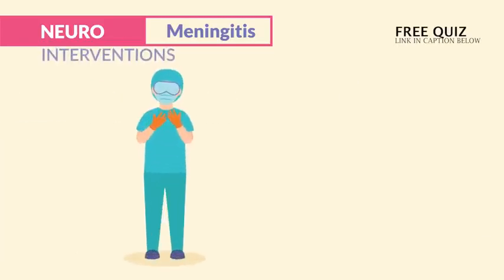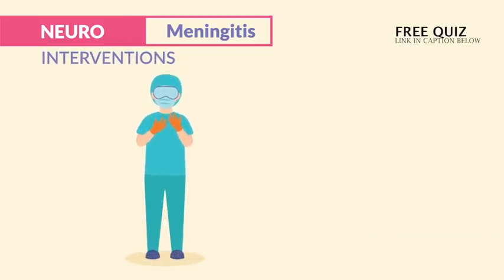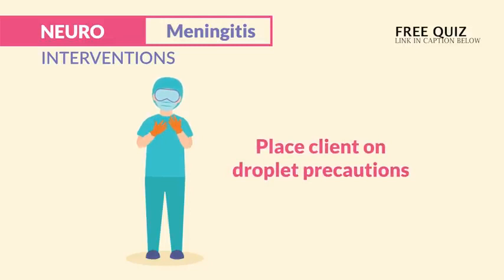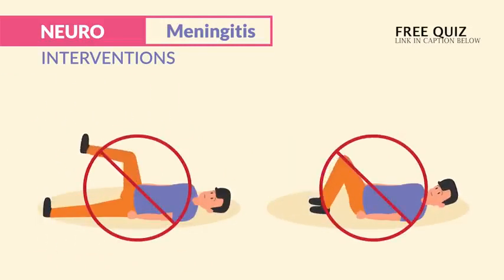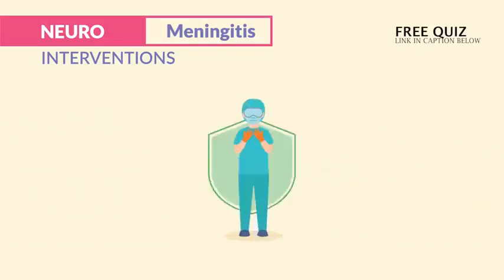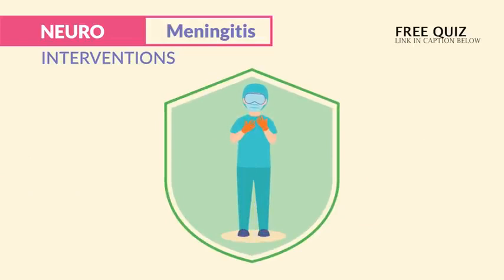Now, as far as nursing interventions, the first action for any client suspected with meningitis is to place the client on droplet precautions. Not to check for Kernig's or Brudzinski's sign, we always do this after the client is placed on isolation. Always remember, personal protection comes first.